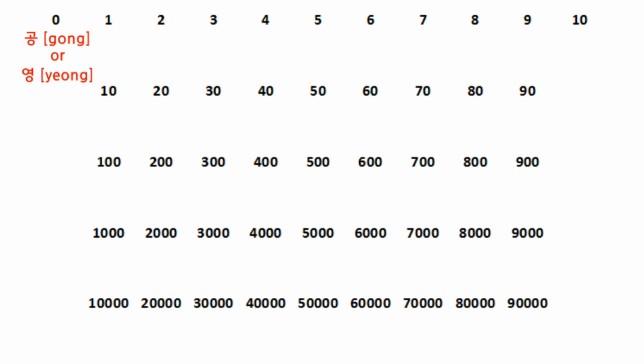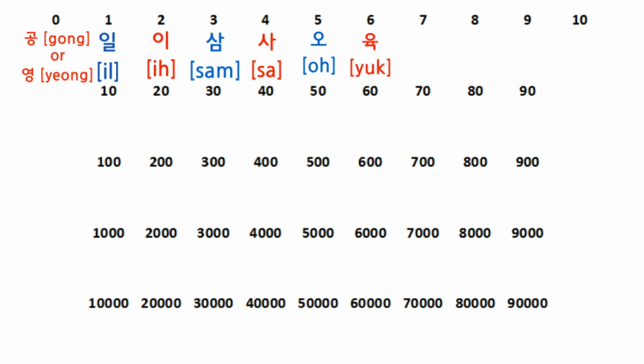0 is 공 or 영. Many people say 공. 공, 일, 이, 삼, 사, 오, 육, 칠, 팔, 구, 십. One more time. 공, 일, 이, 삼, 사, 오, 육, 칠, 팔, 구, 십.